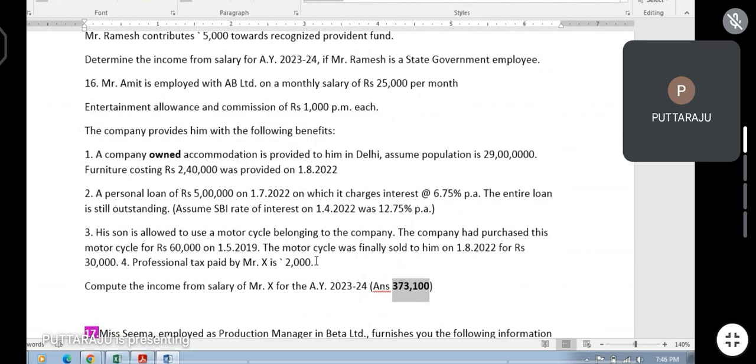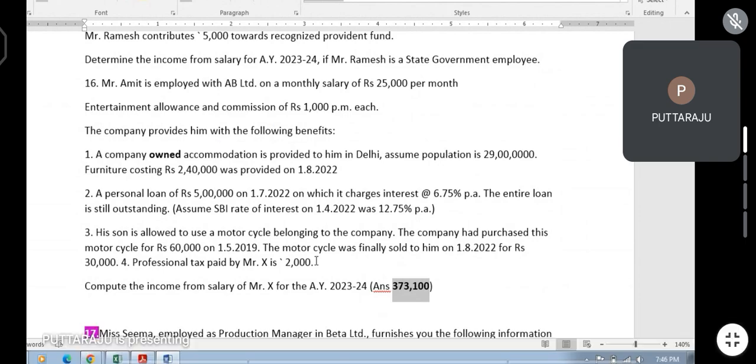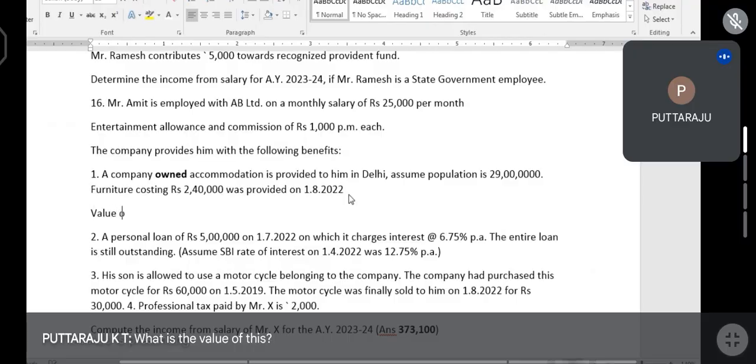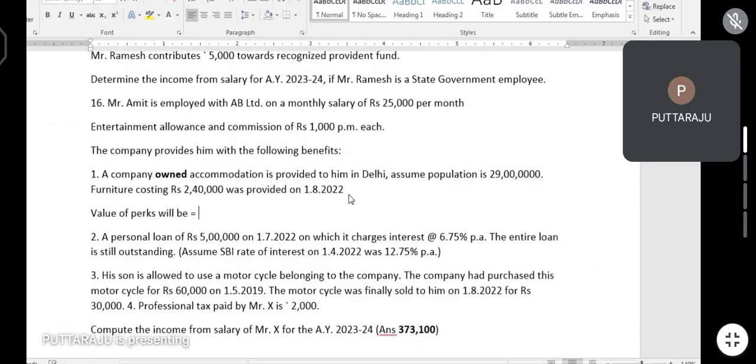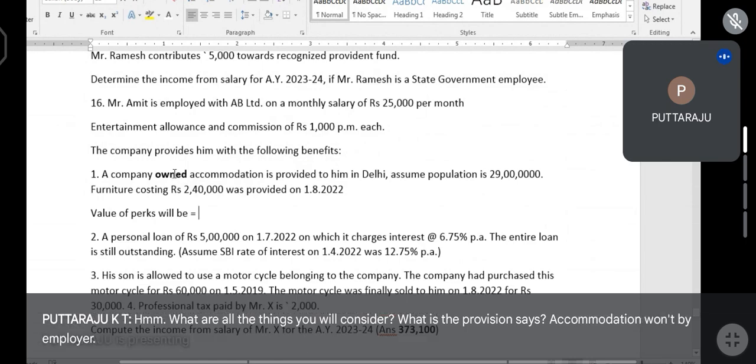How much? Will consider. What does the provision say? Accommodation owned by the employer. What does the provision say?